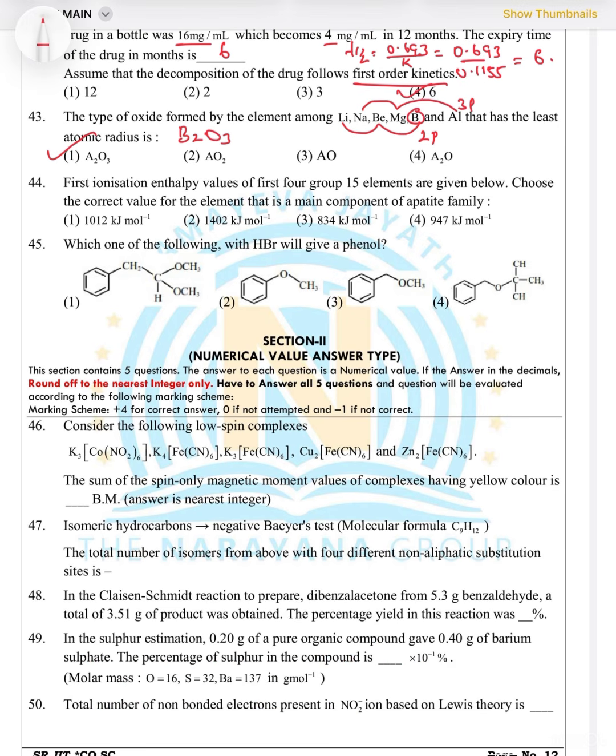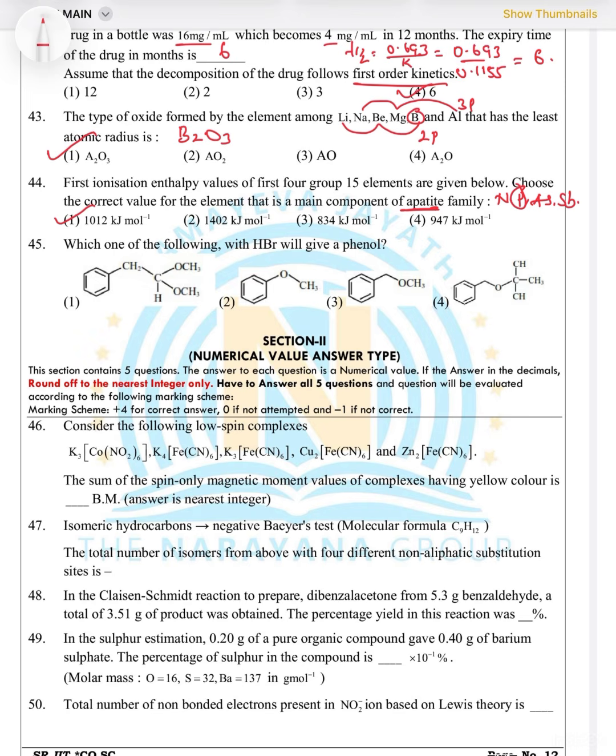First ionization enthalpy values of first 4 group 15 elements are given below. Choose the correct value for the element that is a main component of apatite. Apatite family means phosphorus, right? So 15th group elements: nitrogen, phosphorus, arsenic, antimony. So phosphorus we have to find out. Phosphorus is 1012 kilojoule per mole.